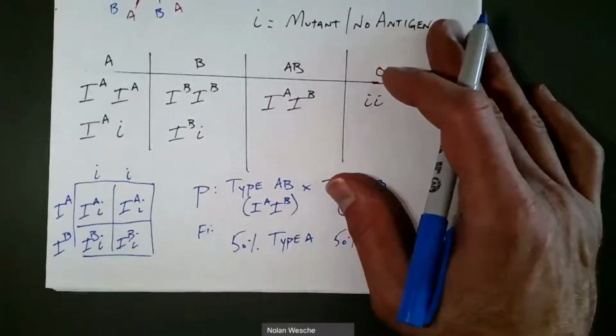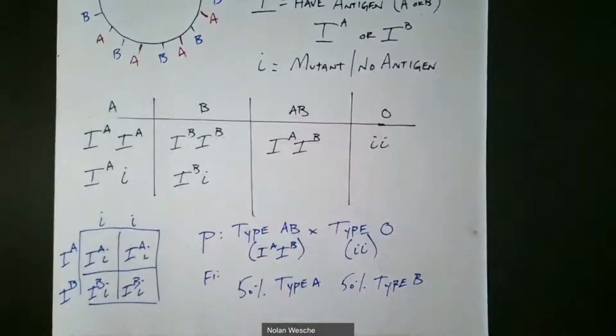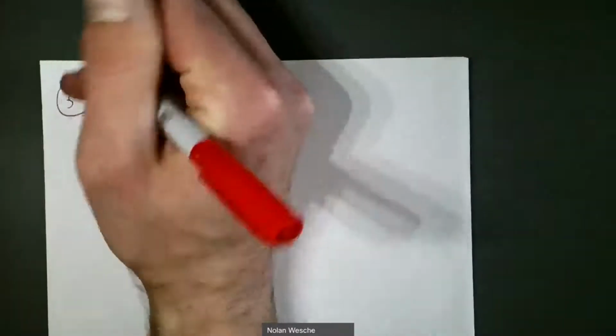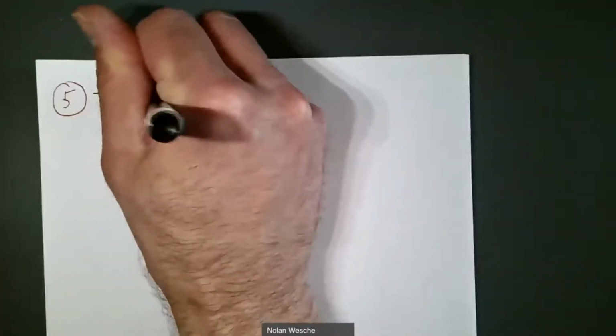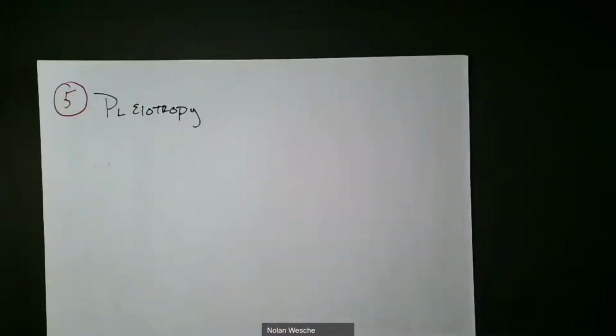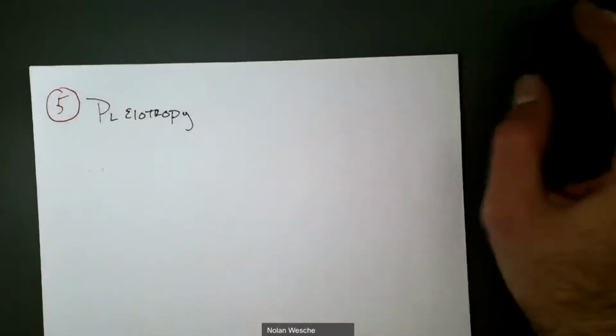Let's look at the next item on the agenda here, and that is going to be something we call pleiotropy. So number 5. So pleiotropy. And we'll use our example first, and then we'll describe what it is that we're talking about. So let's go and share our screen.